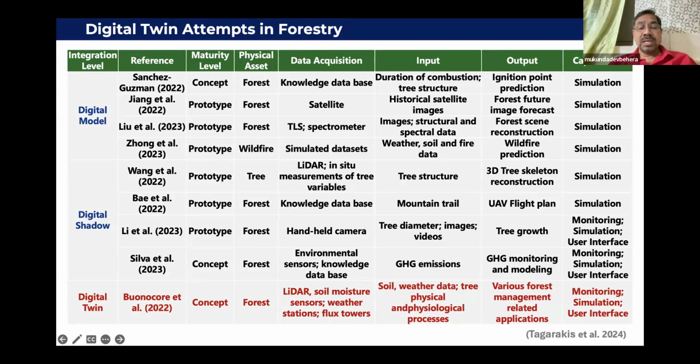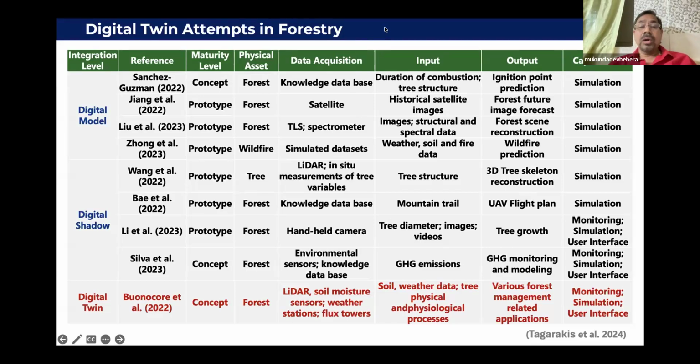The physical asset in terms of forest, the data acquisition, LiDAR, soil moisture sensor, weather stations, flux tower data, the input in terms of soil, weather, tree physical and physiological processes, output, various forest management related applications, and monitoring in terms of simulation and user interface. So what I mean to say is that very early attempts are there, and they are at a conceptual stage.